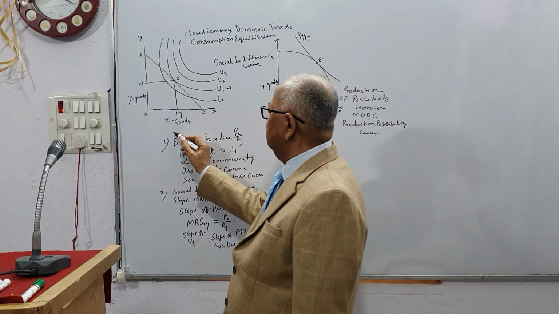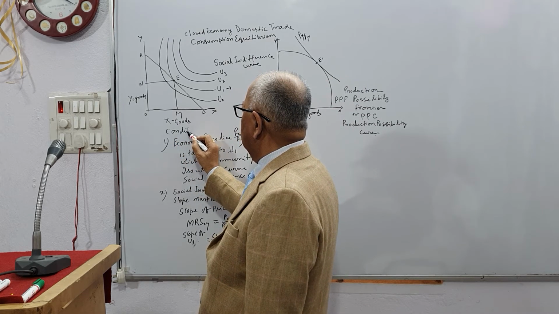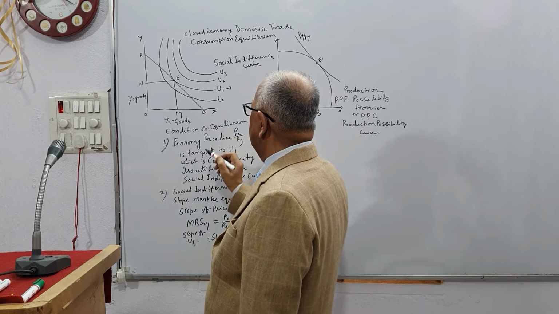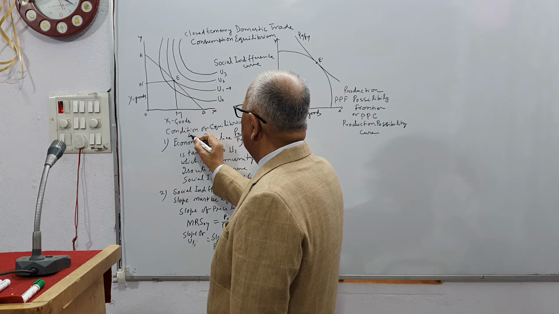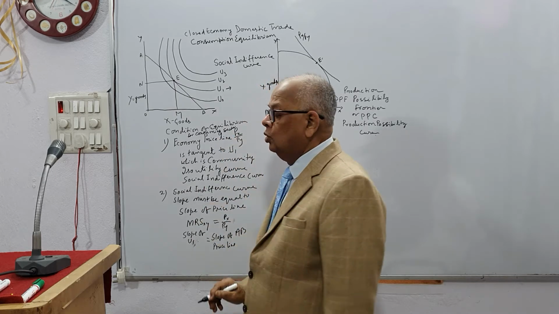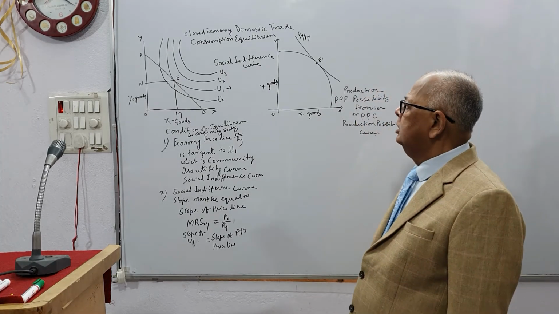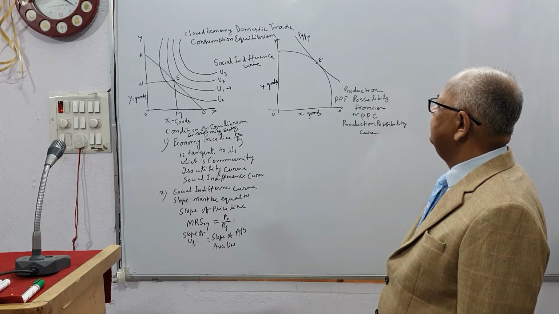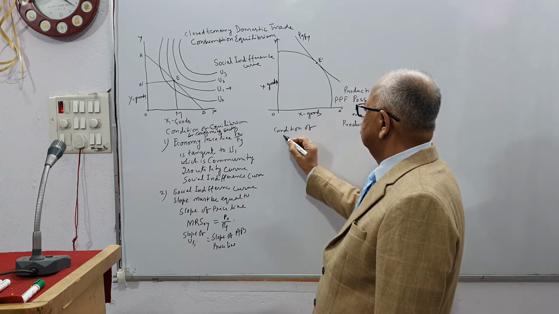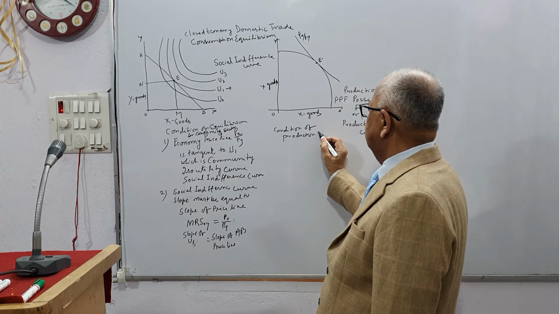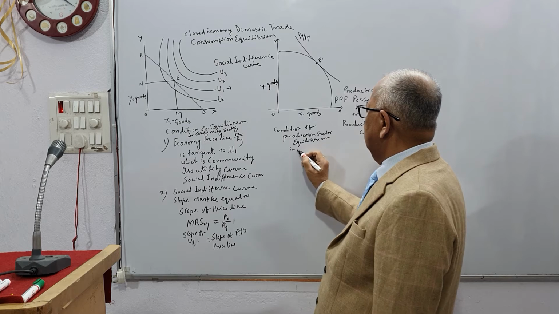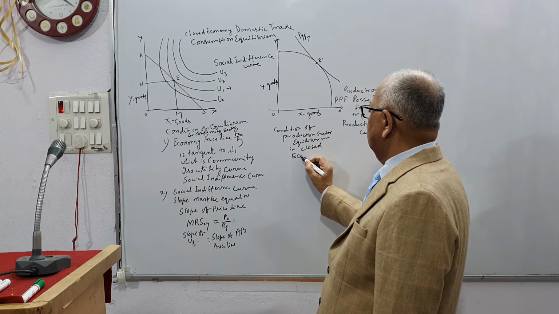What are the conditions? Conditions of equilibrium for consuming sector. Two conditions are there in consuming sector in closed economy. Likewise, there are conditions of production sector equilibrium in closed economy.